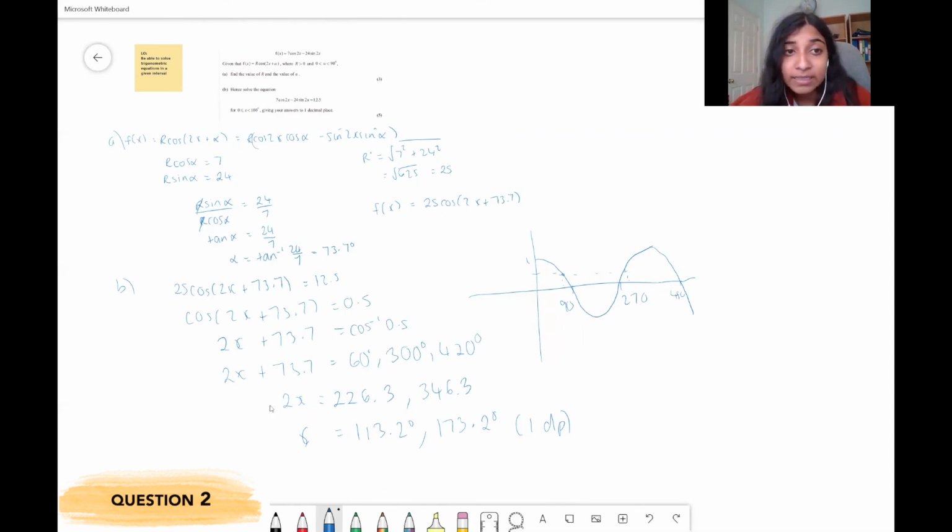And because it's 2x first, you know that you're going to need to go beyond just 180 to find the solutions, and then you can solve it normally and divide by 2, and just make sure that all your final answers are in the range that they give you.